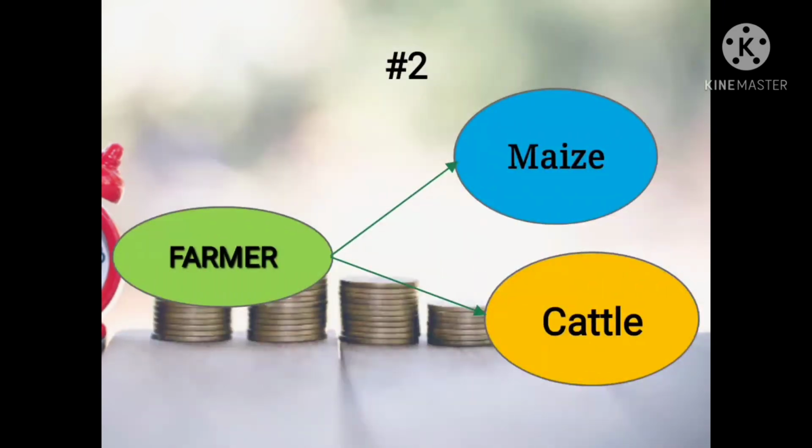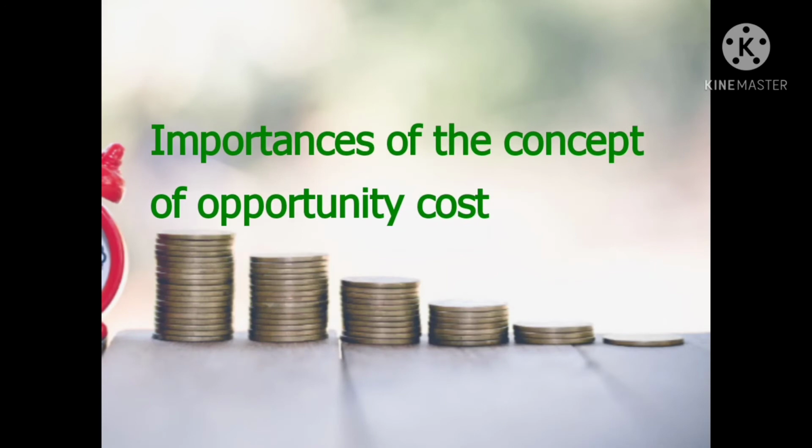Look at the other example here. To a farmer, he has to decide whether to grow more maize or to rear more cattle. If he chooses to rear more cattle, then the opportunity cost is the maize. He's foregoing maize to rear more cattle on his piece of land. If he chooses to grow more maize, then the opportunity cost is rearing cattle, while he's foregoing rearing of cattle to grow more maize. Among other examples.